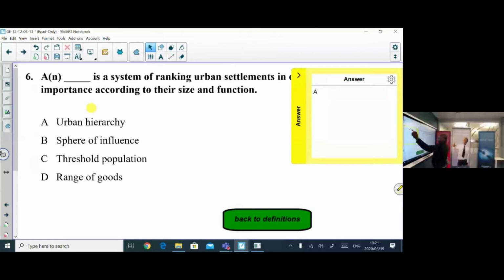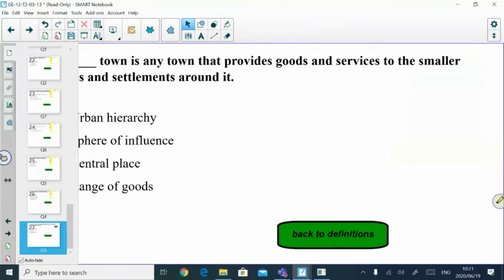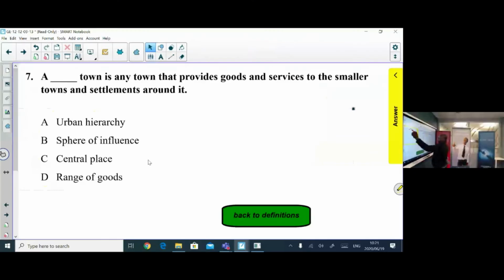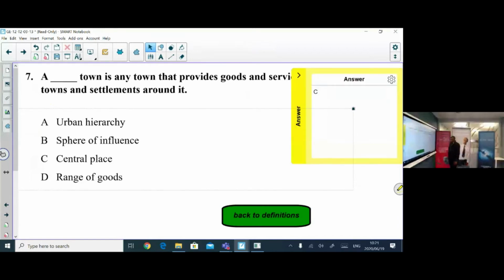Then we are looking at our last question before we move to the next slide. A dash town is any town that provides goods and services to the smaller towns and settlements around it. What is that town? Is it a central place town? Is it a range of goods town which provides goods and services to the smaller towns? That must be a central place, is it? Let's check if our answer is correct. Yes, it is a central place. So this is the correct answer.